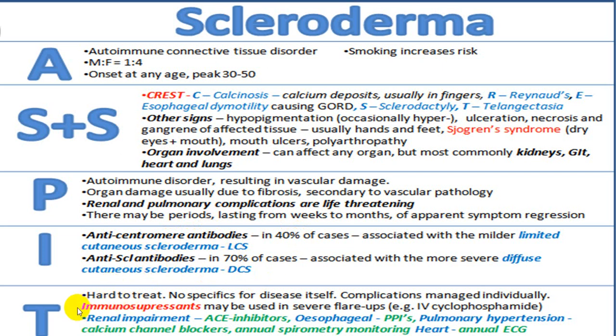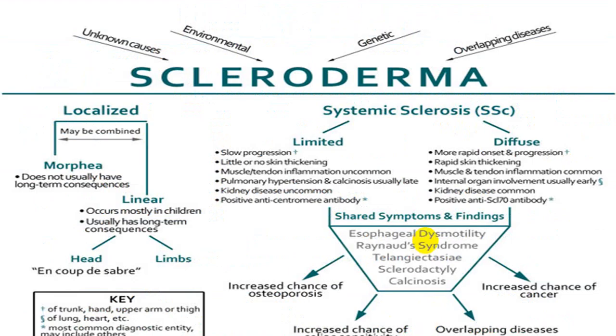And T is hard to treat, that is, immunosuppression does not give good results. Even after using cyclophosphamide, it does not give good results. Renal impairment, usually we treat with ACE inhibitor. Esophageal motility, we treat with proton pump inhibitor. And pulmonary hypertension is treated with calcium channel blocker. And in the heart, you will have to go for an ECG, and depending upon the involvement of the heart, you will have to treat. Usually prognosis is poor, so there is hardly any treatment left.